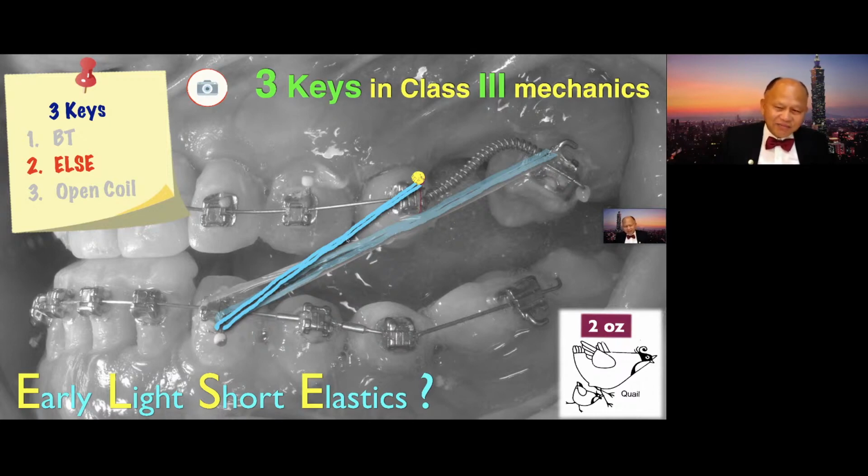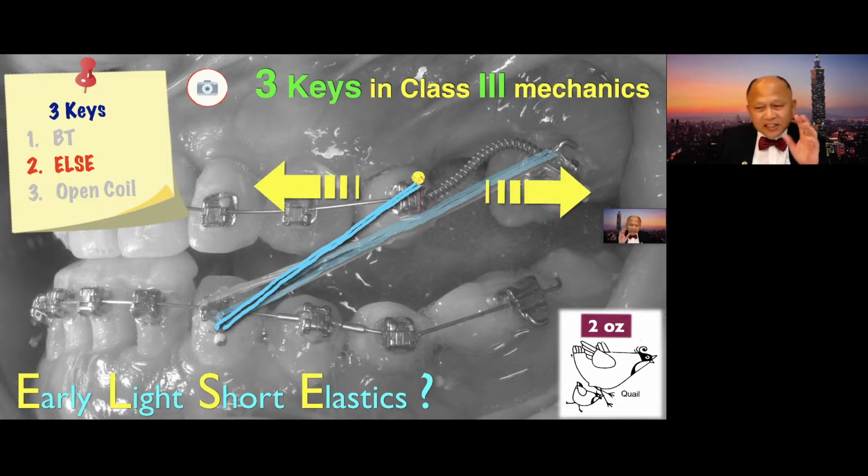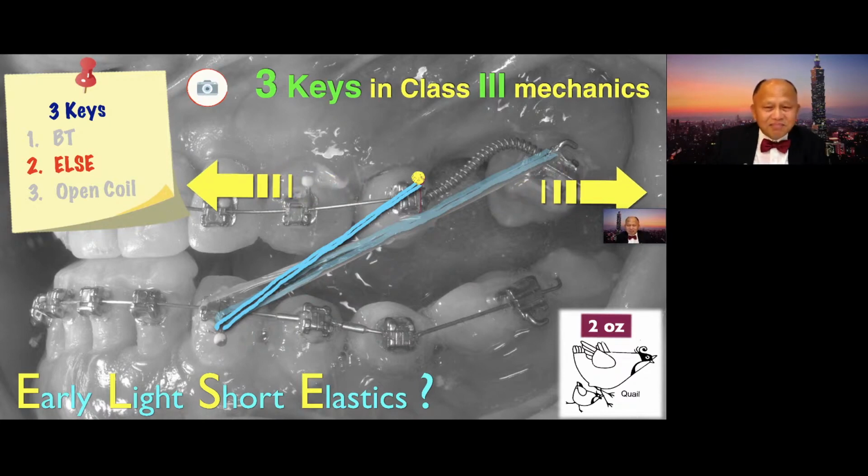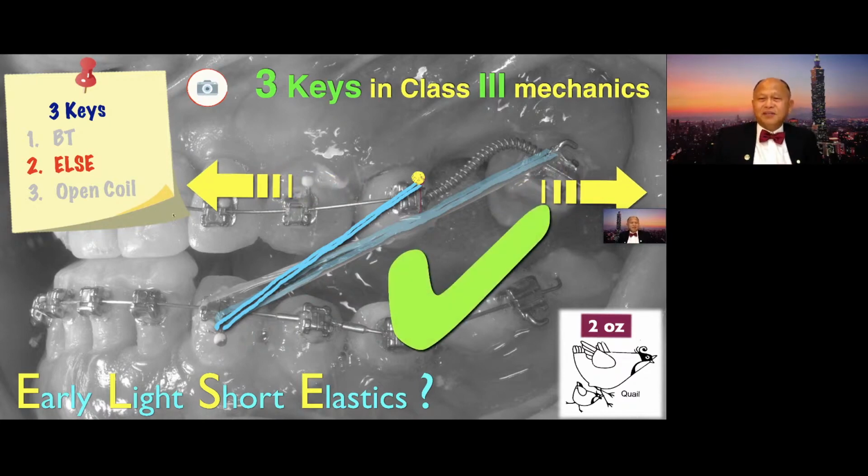How light is light enough? I normally use 2 ounce coil, only 2 ounce. And this 2 ounce coil will produce an equal and opposite mechanic to push the molar back with this open coil spring and also bring the front teeth forward to solve the anterior crossbite. And this becomes a much better mechanic. I love this one. Again, the elastic that I use is 2 ounce coil. I am crazy about coil.